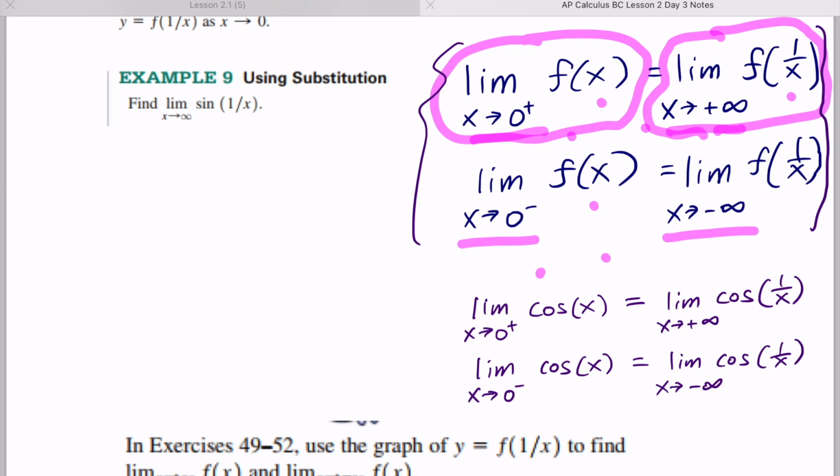And again, numerically, you could think about this. You could think about an x value that's getting closer and closer to 0 from the right side. And then you could think about this: what happens if you have an increasingly larger and larger value for x? What's 1 over x right there? And then what happens to the limit of the cosine of that?